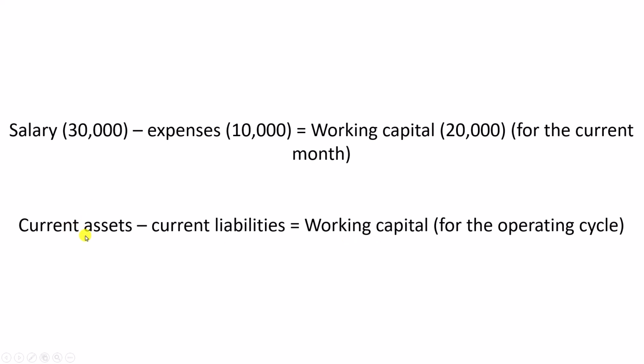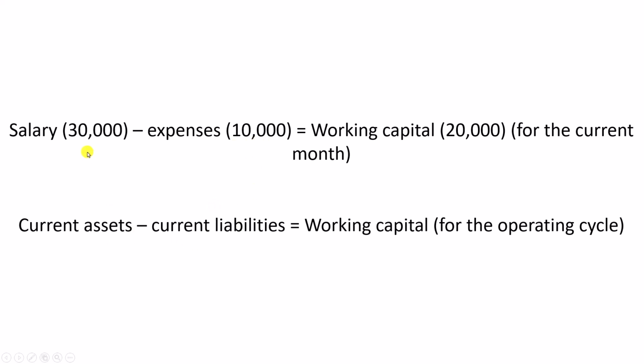Current assets. You know what these are. I just explained. So this was my salary, and it was in rupees. When we talk about a company, it would be in crores. So let us take the same figure to keep it simple. Let us say that current assets is 30,000 crore rupees, and current liabilities is 10,000 crore rupees.